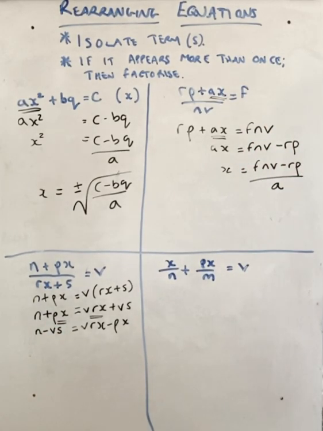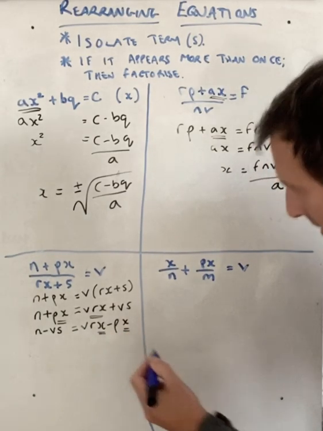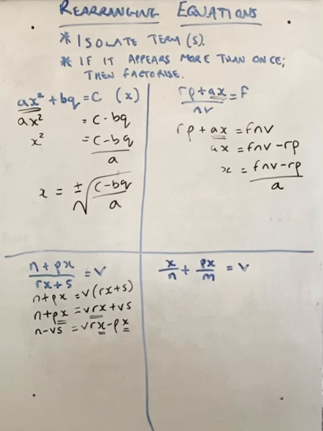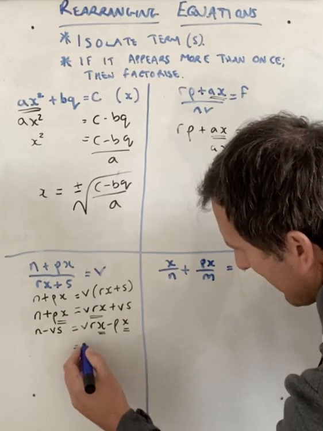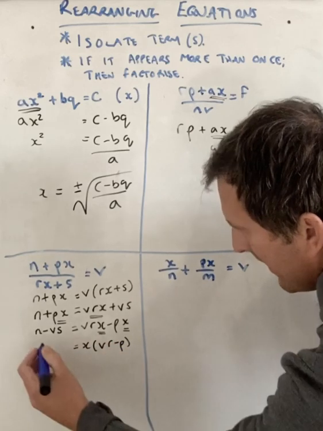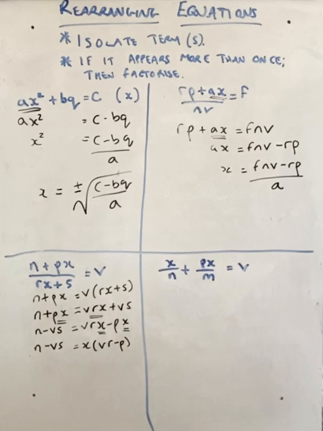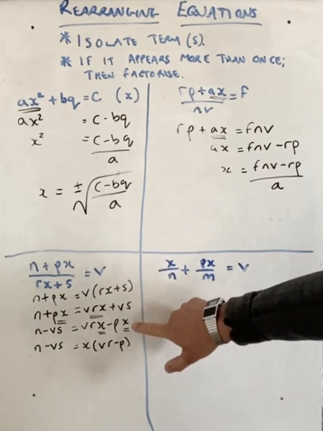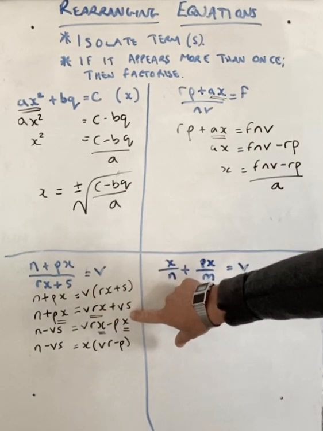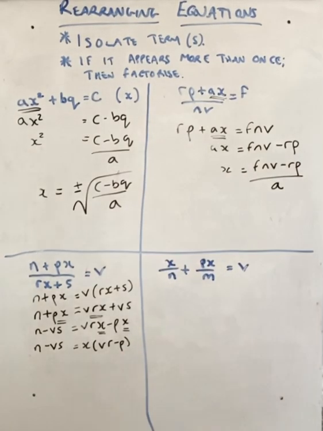And the next thing I'm going to do now is, looking at this side over here, I've got an x common to each of these terms. So I'm going to take out a common factor of x, which gives me x(vr minus p) equals n minus vs. So by taking out a common factor, I've gone from two separate terms involving x to a single term involving x. And that's the key process really.